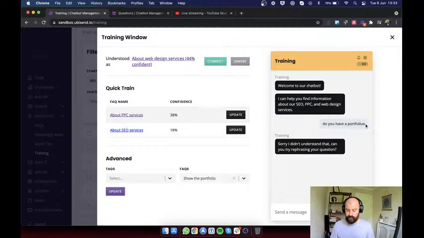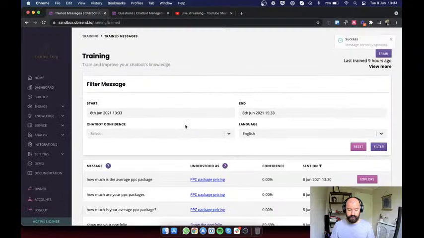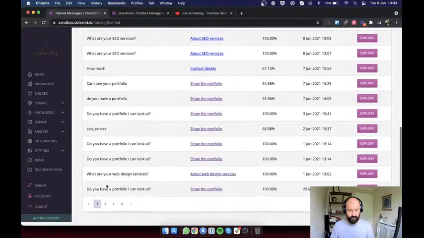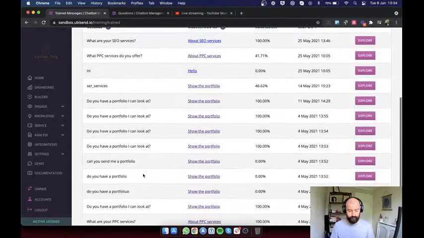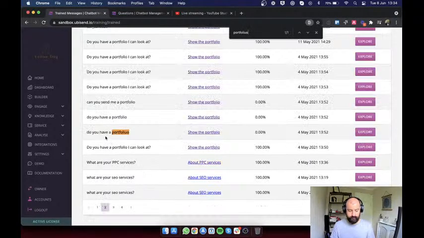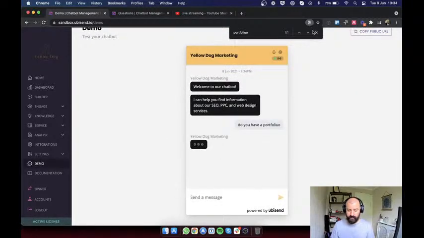It had a little spelling mistake here, and hopefully moving forward, well, I think this was actually created before the portfolio FAQ was created. As you can see, it's not inside a quick train, which is probably why. So let's have a play with that actually. Train messages. Where is it? Portfolio. I think it was like that, wasn't it? Yeah. So this is the one with the spelling mistake. So let's see what happens if I send this now with the spelling mistake.